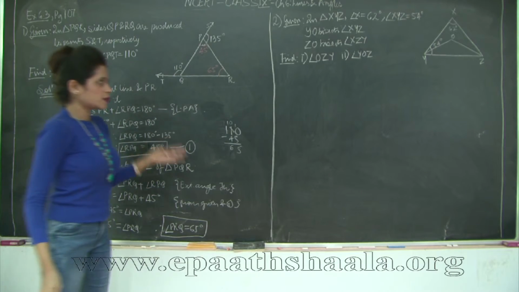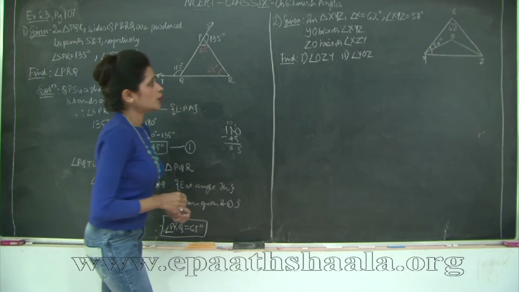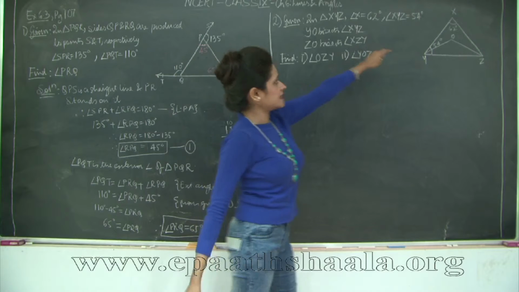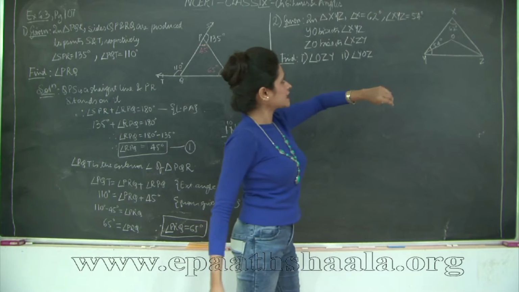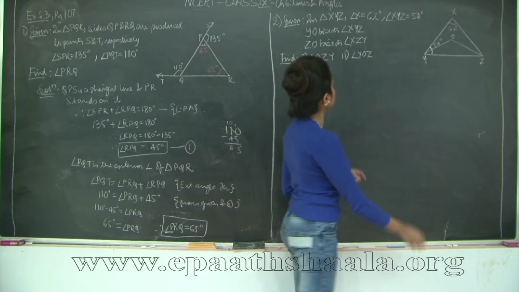Right? So this was about question number 1. Let's move on to question number 2. So you have your triangle XYZ, correct? Angle X at the top here is 60 degrees. Angle XYZ, this entire angle, is 54 degrees.